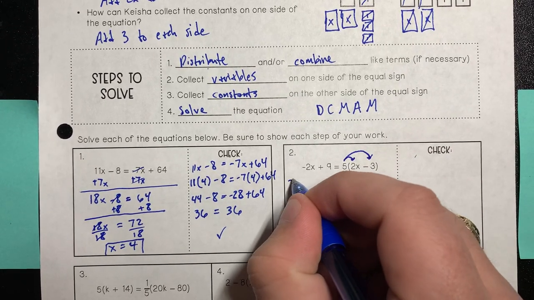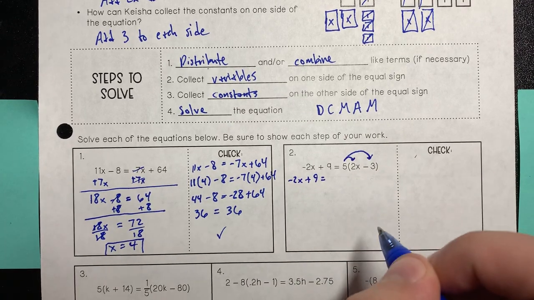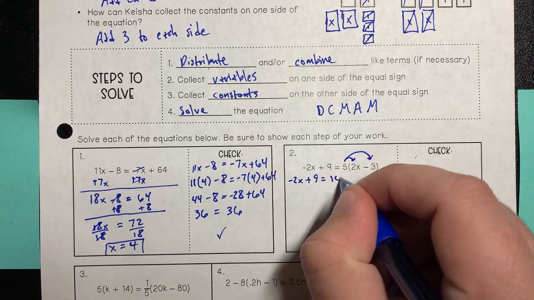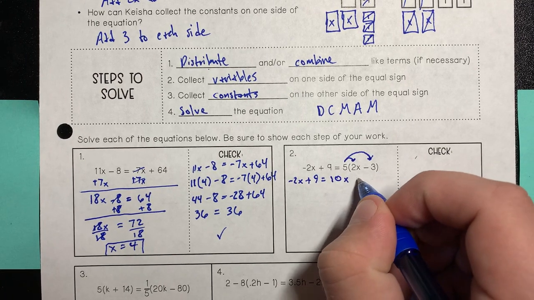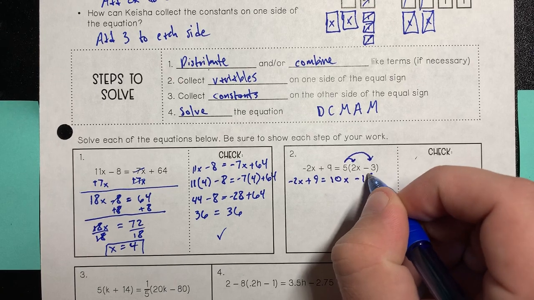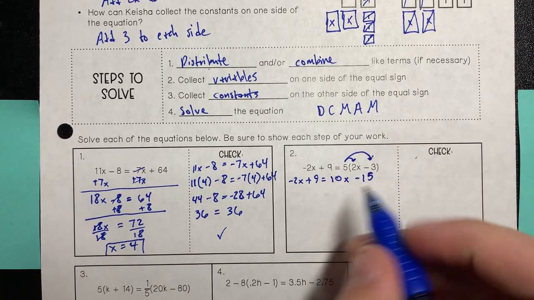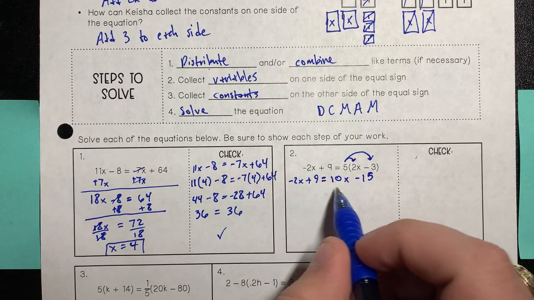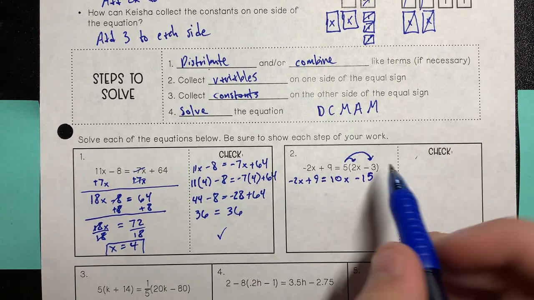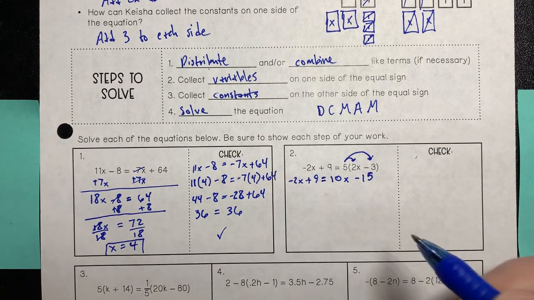So if I rewrite this side, it's negative 2x plus 9 equals, what's 5 times 2x? It's going to be 10x. And then 5 times negative 3, that will be negative 15. So then our next, we need to combine any like terms, do we? No, not for this question, because on both sides, there aren't like terms. This isn't variable and a constant, that's a variable and a constant.